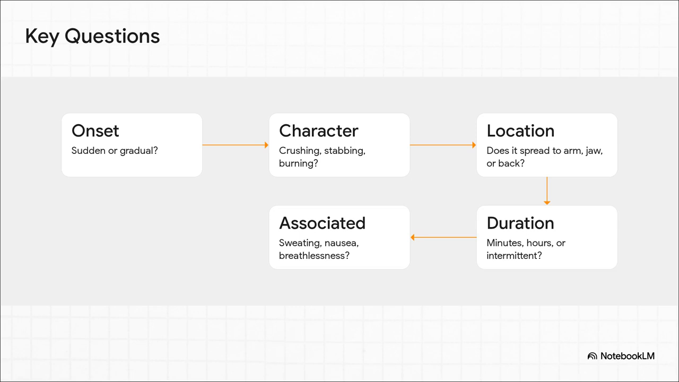Think of these questions as building a profile of the pain. Was it sudden, like a lightning bolt, or did it kind of creep up on him? What does it feel like? Is it a crushing weight, like an elephant is sitting on his chest, or is it sharp and stabby? And where is it? Does it shoot down his left arm or up into his jaw? Is he sweating buckets, or can he not catch his breath? Every single answer is a crucial piece of the puzzle.